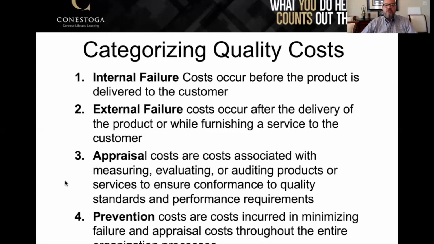Appraisal are costs associated with measuring, evaluating, or auditing, right? So it's most commonly inspection, and prevention are the things that you do to prevent those issues from happening. And ultimately what you're trying to do is figure out what's causing the problems, and then you deal with them one by one, right? Which is a very Six Sigma kind of approach. And as I said, your prevention things tend to be one-time costs.